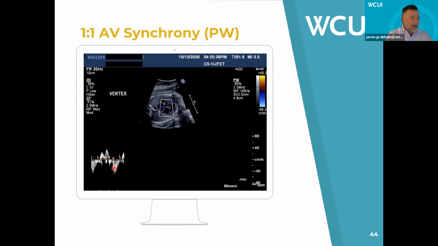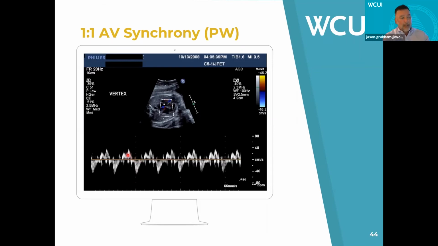Talking to Amy, this is such a nice, easy way to see. In this case, you're looking at mitral valve inflow above the baseline, followed by ventricular outflow through the left ventricular outflow tract. We can stop this and measure intervals, but even just looking at this, you can tell this is 1-to-1 AV synchrony. So it's super fast.